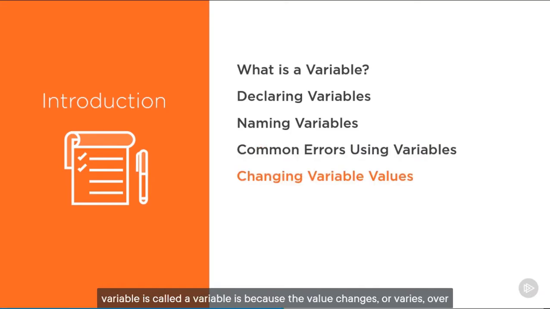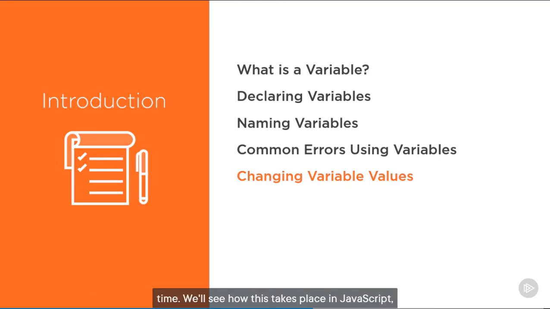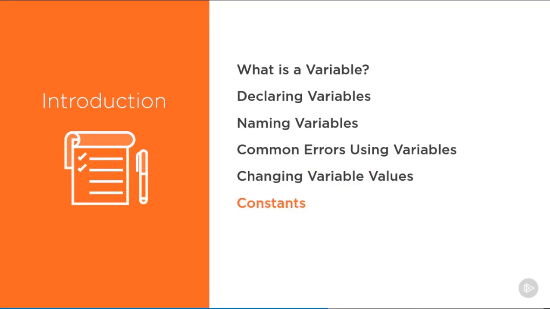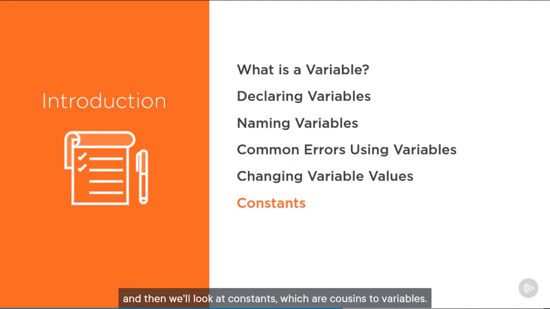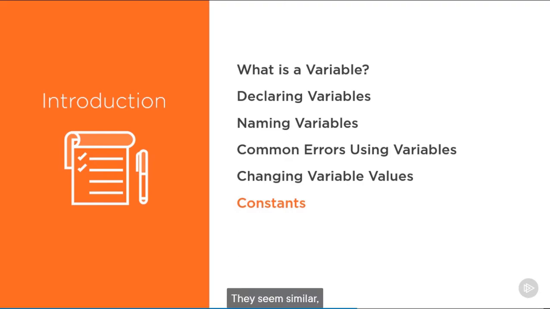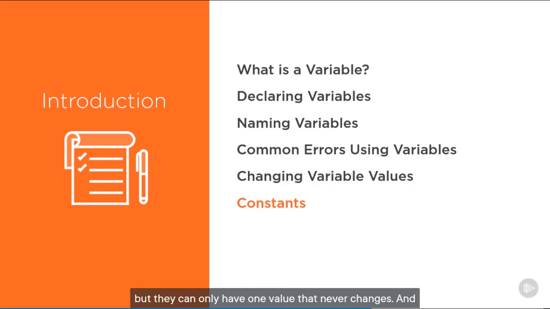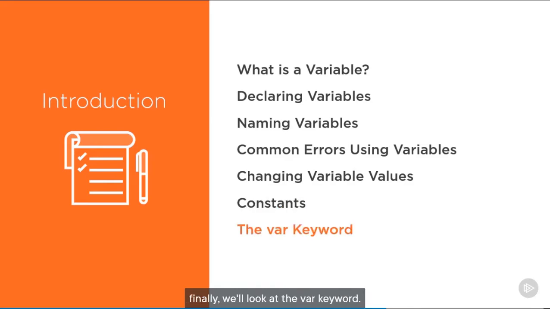And the reason why a variable is called a variable is because the value changes or varies over time. We'll see how this takes place in JavaScript, and then we'll look at constants, which are cousins to variables. They seem similar, but they can only have one value that never changes.